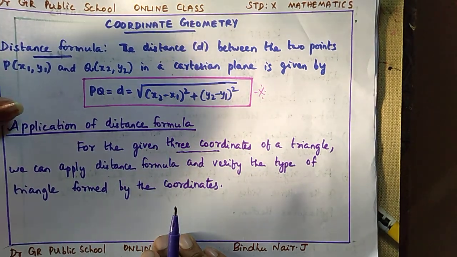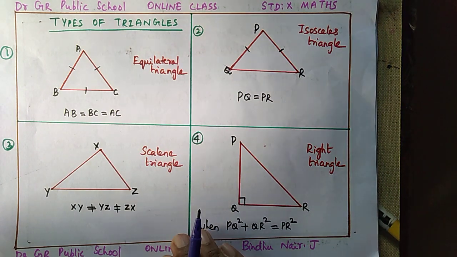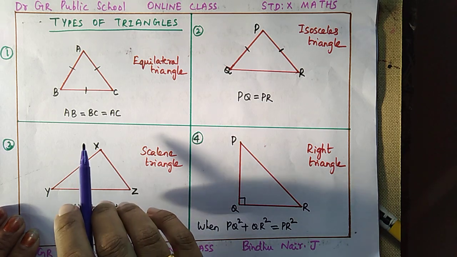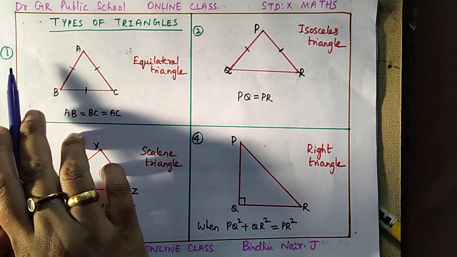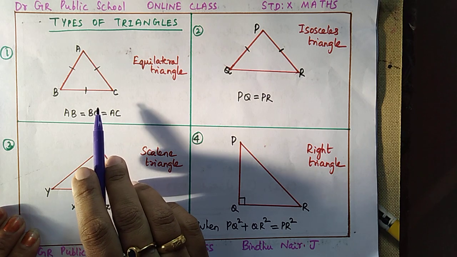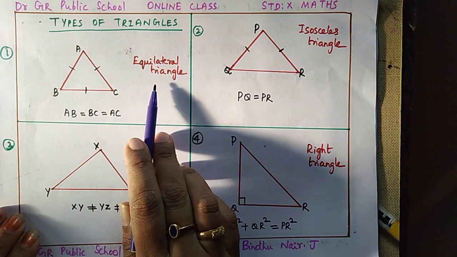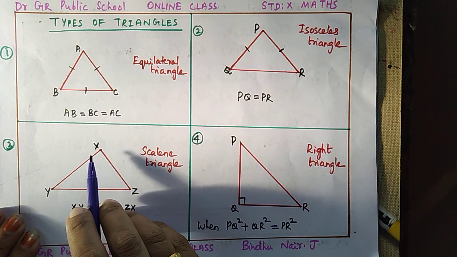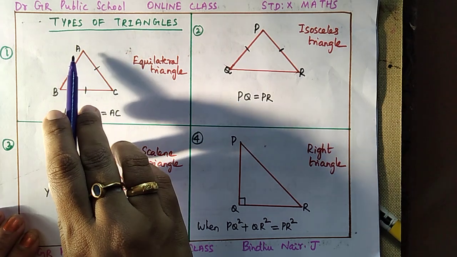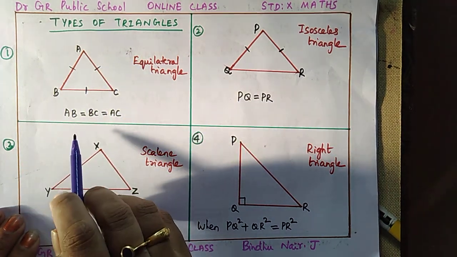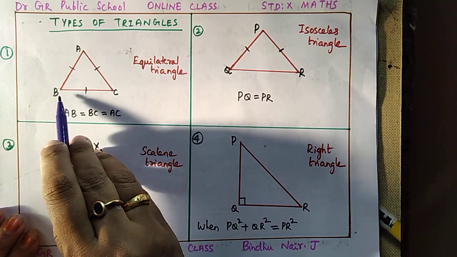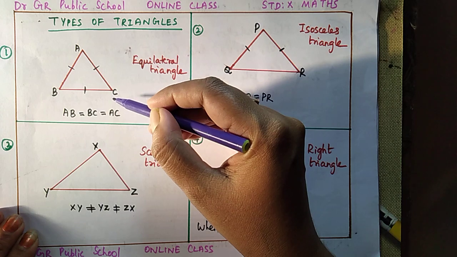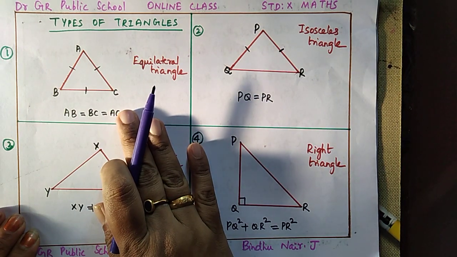In the previous classes you learned the types of triangles we studied in smaller classes. So here you see the types of triangles. First category, equilateral triangle. In an equilateral triangle, you know all three sides are equal. So what is the meaning? The lengths of the sides of the triangle are equal. That is, distance AB equals distance BC equals distance AC. So this triangle is an equilateral triangle.